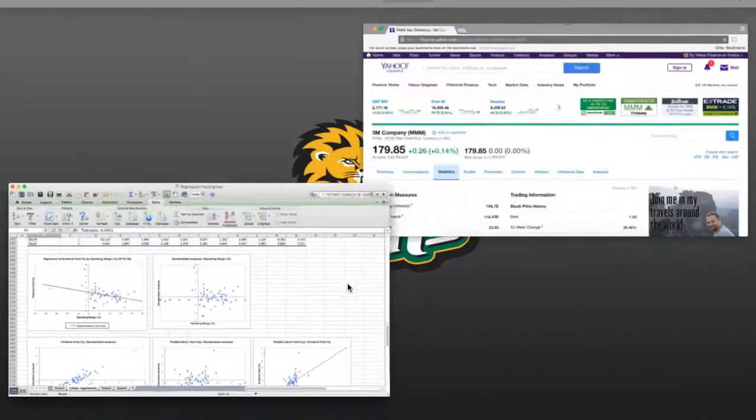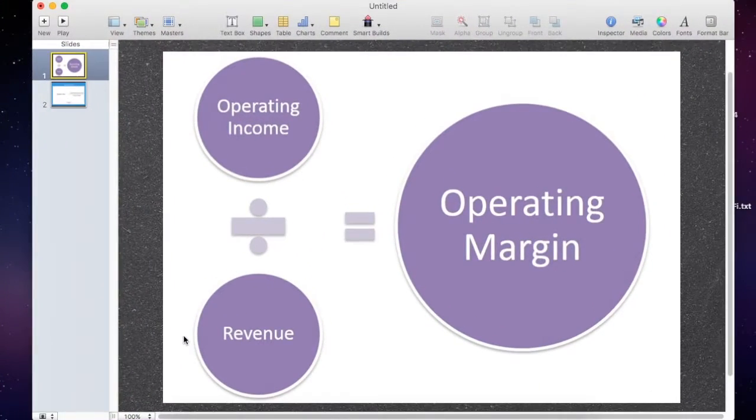Let's revisit what these numbers mean first. If you remember from finance, the operating margin is operating income, or EBIT, divided by net sales or revenue. It's a snapshot of how much a company is making on each dollar of sales. The higher the percentage, the more they're earning per dollar of sales.